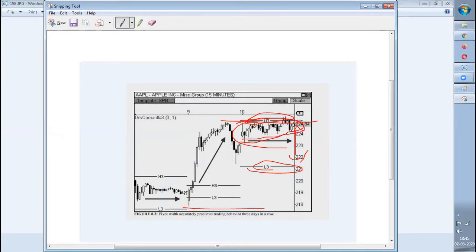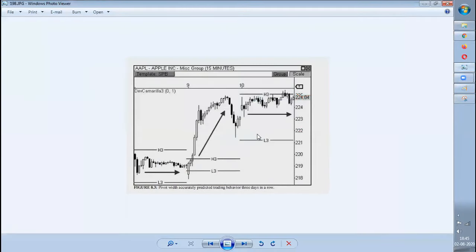Clear? So pivot width analysis, with respect to Camarilla or with respect to CPR, is going to tell you what will be tomorrow's market behavior. It will give you a hint. It is not that it is going to be 100% sure. Clear? It will give you a hint, and it is not going to give a 100% guarantee.